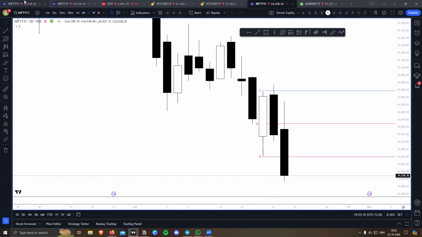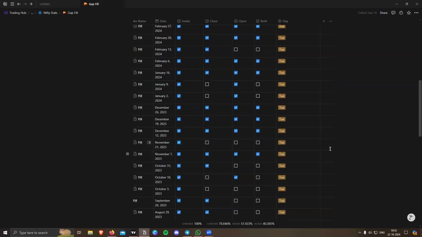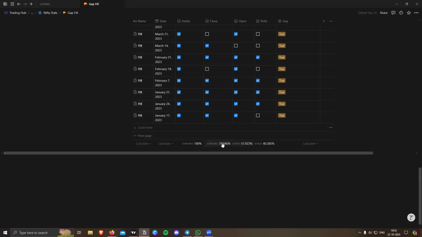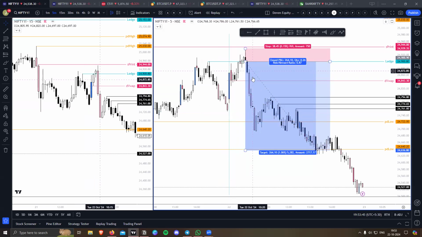And there was another reason which gave me bias to go short, which was the data I collected. This is the gap fill data. I selected Tuesday. So what's Tuesday's probability? There's a 79% probability we will touch the previous day close, which is Monday's close, and a 52% probability we will touch Monday's open. So these are the stats, which gave me a bearish bias as the previous day close is here. So this gave me a bearish bias to start looking for shorts.